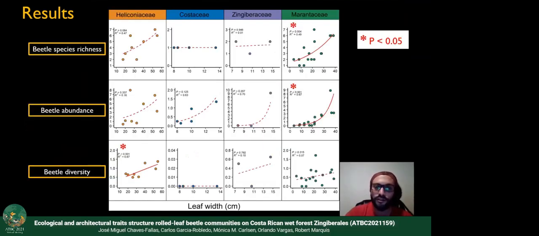As the previous relationship was for the entire system, we decided to break down this relationship for each Zingiberales family. Interestingly, we found that the trend for beetle species richness and beetle diversity is the same for Heliconiaceae and Marantaceae, but not for Costaceae and Zingiberaceae. And for beetle abundance, we found that the trend is the same for all the Zingiberales families.